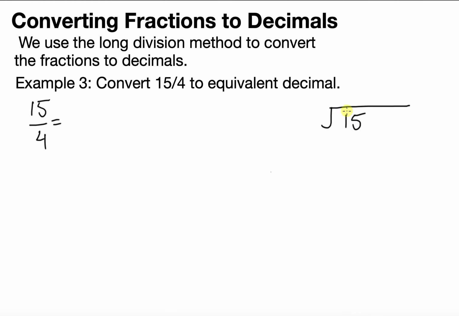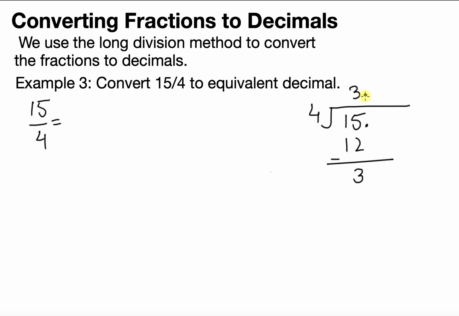15 divided by 4. How many 4s go into 15? 3. 4 times 3 is 12. 15 minus 12 is 3. Now 4 doesn't go into 3, so we put a decimal point there.